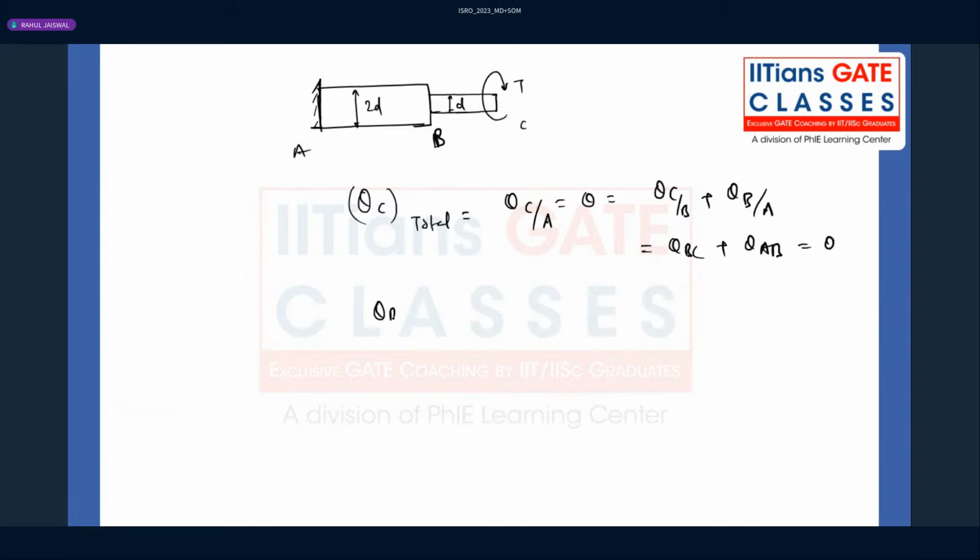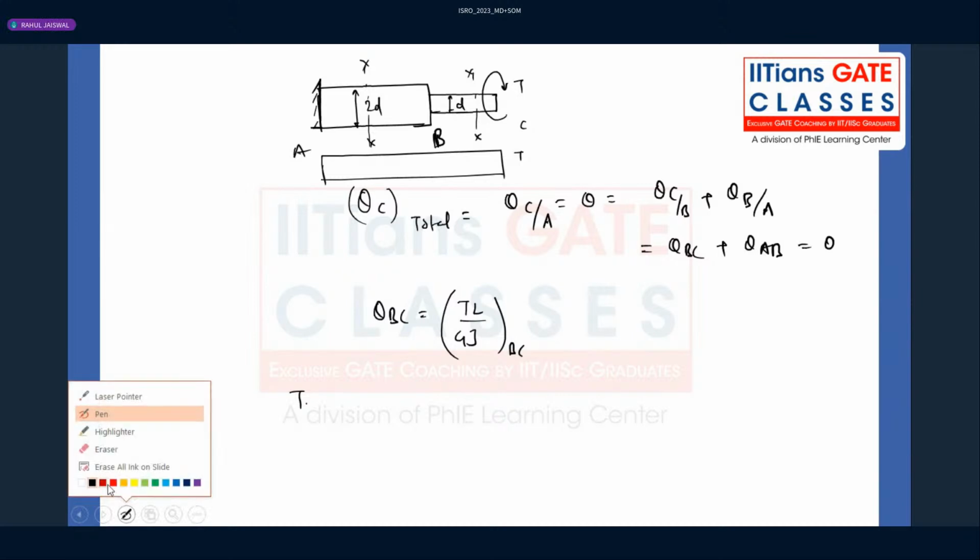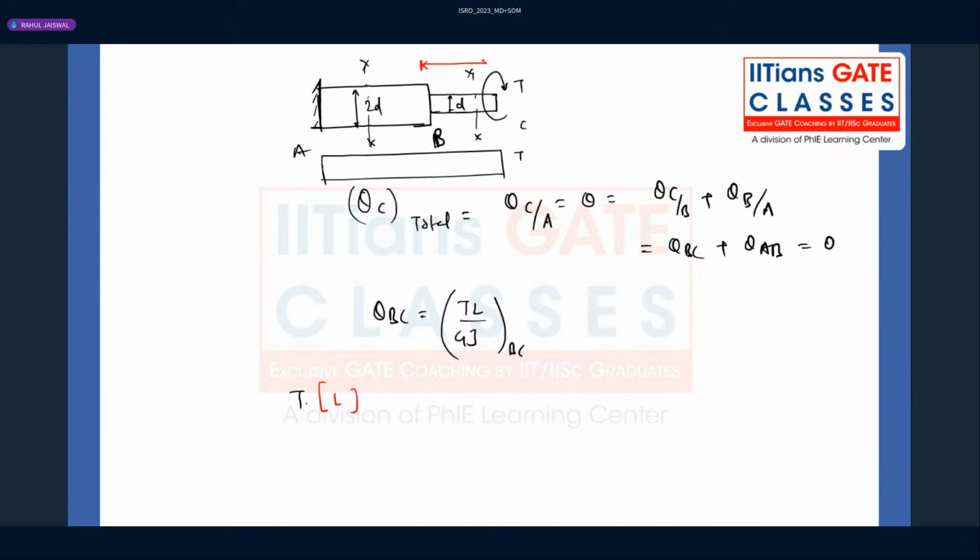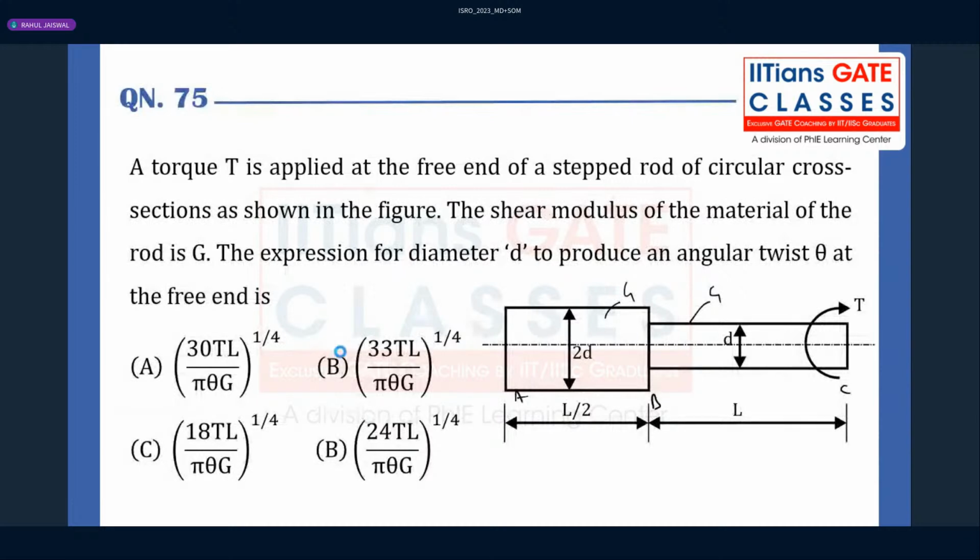Theta BC is what? Theta BC is TL divided by GJ for BC. Here T is the same for both AB and BC. If you follow the section or twisting moment diagram, it will be the same, it will be T only. What is the length of the BC member? The length is L. Here the length is given as L by 2. Let's check it out.